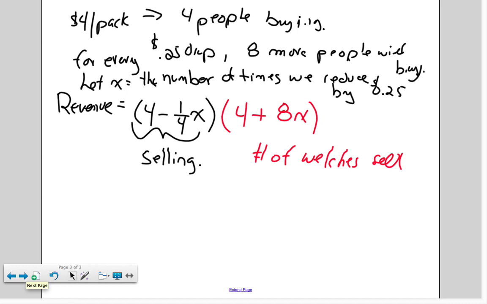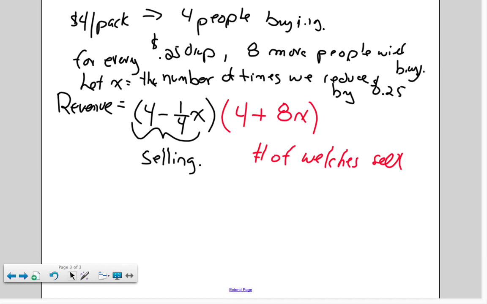So that makes sense. If I drop it once, I sell for $3.75, then I will sell 12. Then my revenue is $3.75 times 12. If I drop it twice, then I sell for $3.50, and then my revenue is times 20, right? And we'll see that it's going up. But at some point, I could give these away for free, right? At some point, I'm going to drop it so that I'm giving it away for free. I'm not making any revenue. So at some point, it doesn't make sense. I need to stop dropping that price.